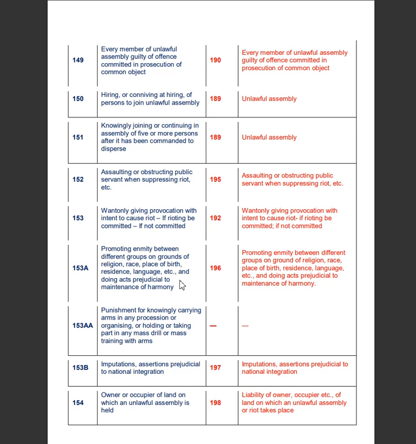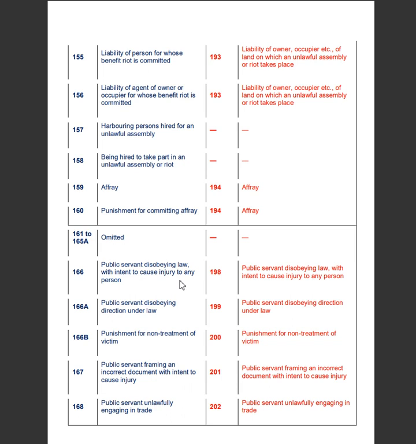Section 154 of the IPC deals with owner or occupier of land on which an unlawful assembly is held, whereas Section 198 of the BNS deals with liability of owner, occupier, etc. of land on which an unlawful assembly or riot takes place. Section 155 of the IPC deals with liability of person for whose benefit riot is committed, whereas Section 193 of the BNS deals with liability of owner, occupier, etc. of land on which an unlawful assembly or riot takes place.